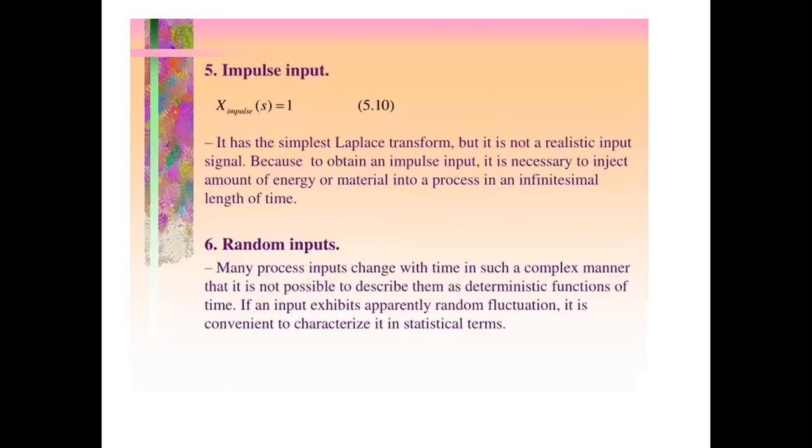The impulse input is notated as delta of t, that is, only at t equal to 0 the value will be equivalent to 1. So it has the simplest Laplace transform, but it is not a realistic input signal, because to obtain an impulse input, it is necessary to inject an amount of energy or material into a process in an infinitely short length of time.